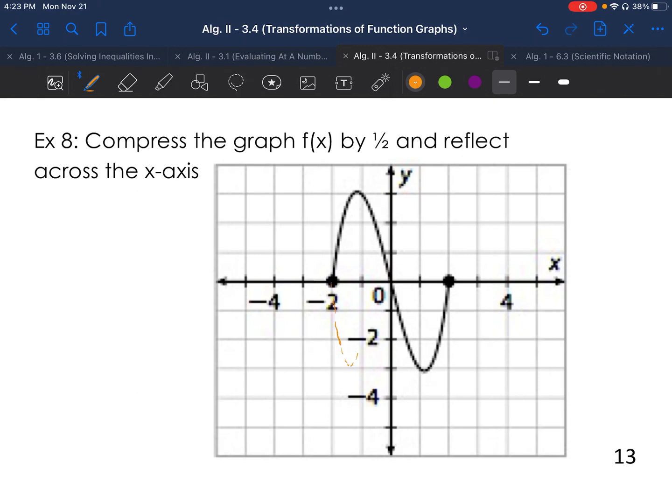But we're also having to compress it. So if you want, you could do a little sketch of what it would be and then compress that. Or you can do them at the same time mentally in your head. Either way will work just fine.